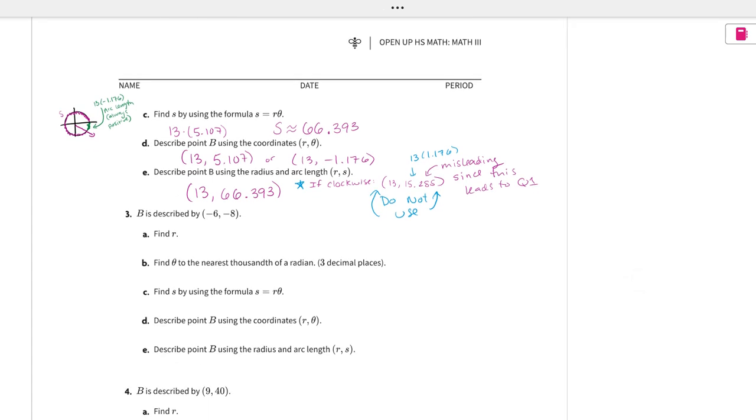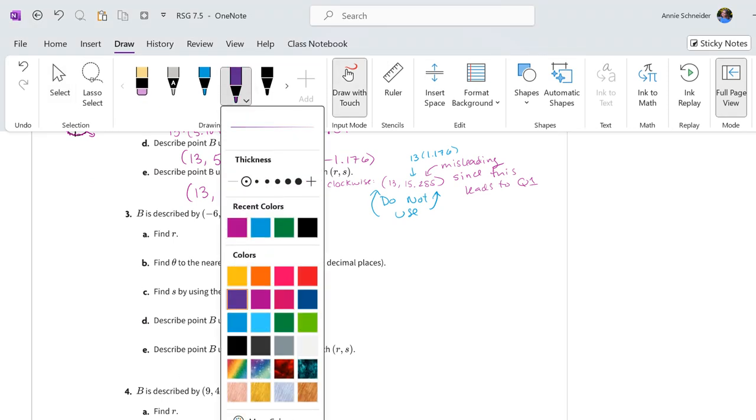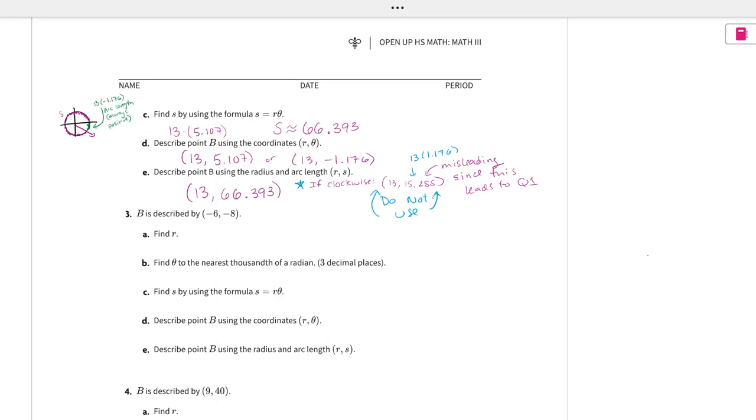Okay, question 3, find r. Here we have another Pythagorean triple. But if you don't recognize it, you can do negative 6 squared plus negative 8 squared, which gives us 36 plus 64. 36 plus 64 is 100. So the radius is 10.